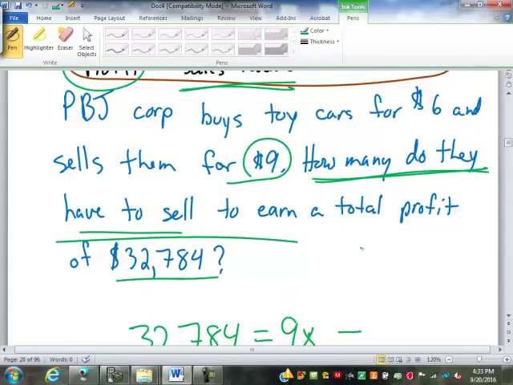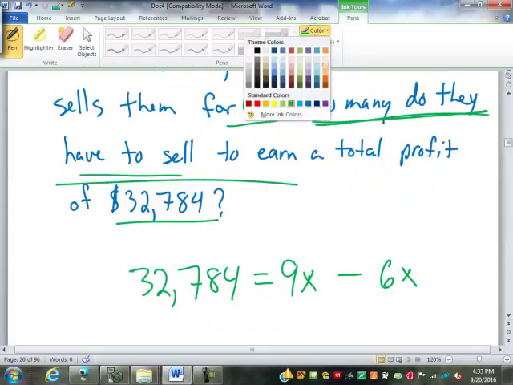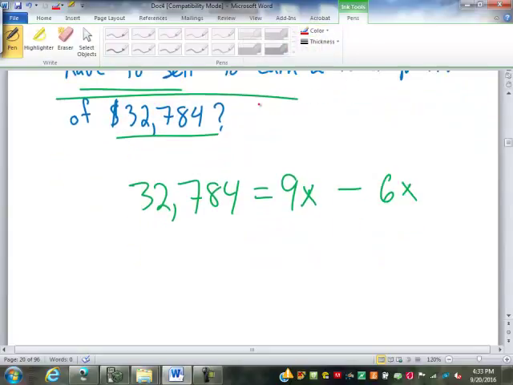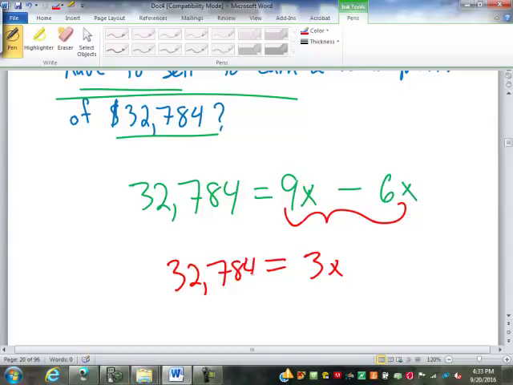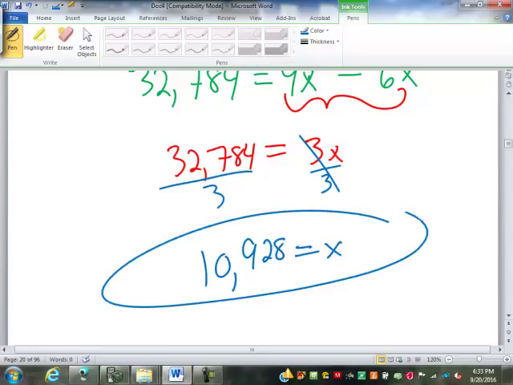What's total cost going to be? Well, the cost times the number sold, right? So $6 each times X. Then what? Combine 9X minus 6X is 3X. And then divide by 3. So X equals 10,928 pieces.